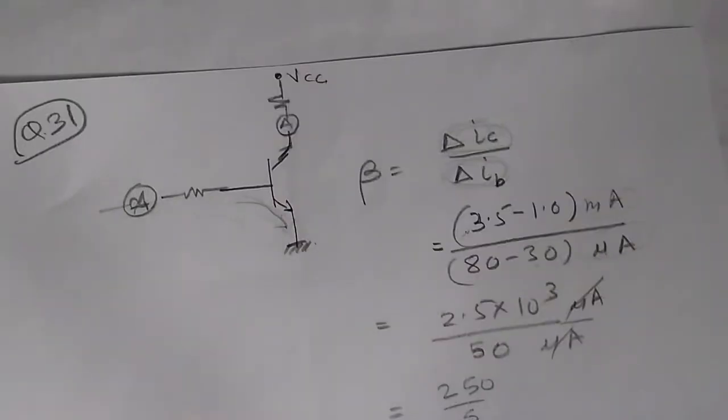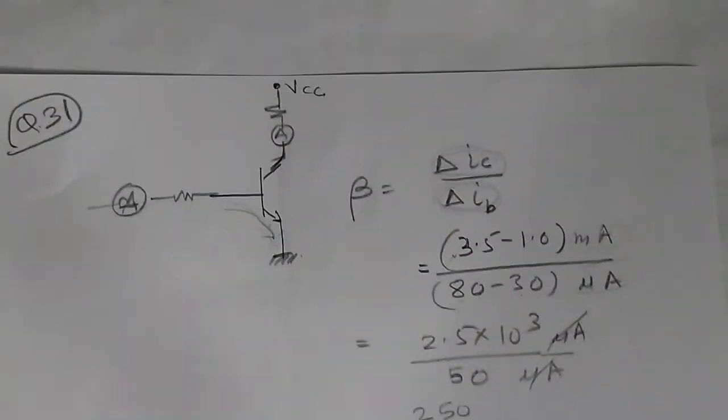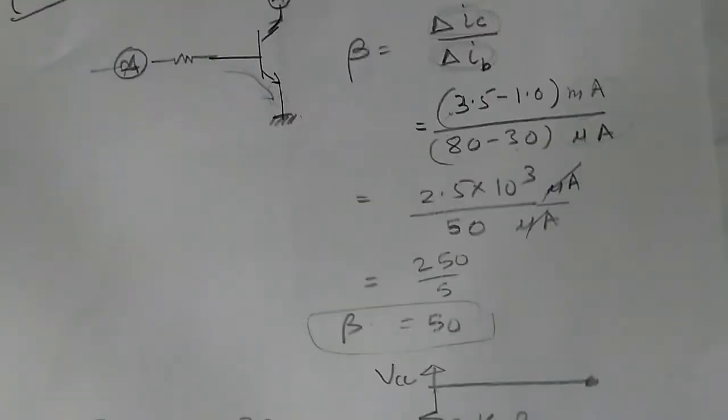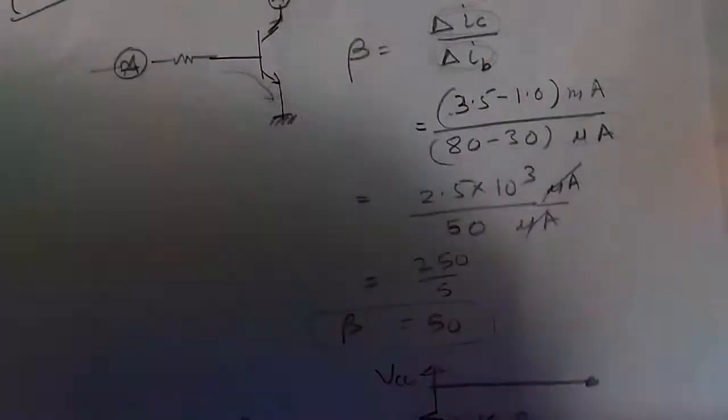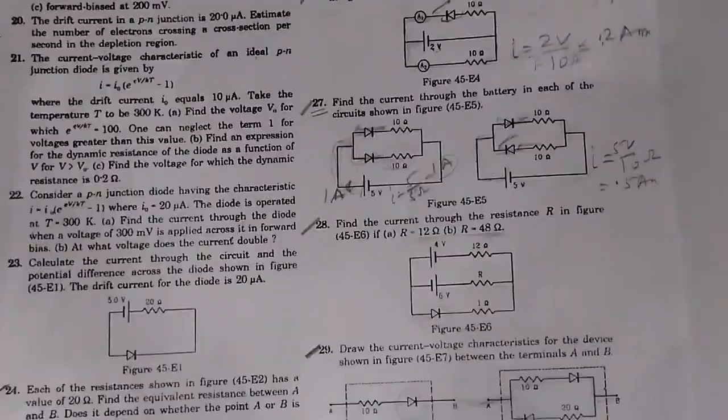Beta is nothing but the ratio of the change in collector current with respect to the base current. If you want an amplifier with much higher gain, choose a transistor with a higher beta value. Because this was a simple question, I have done both questions in one video. So let's move on to question number 32.